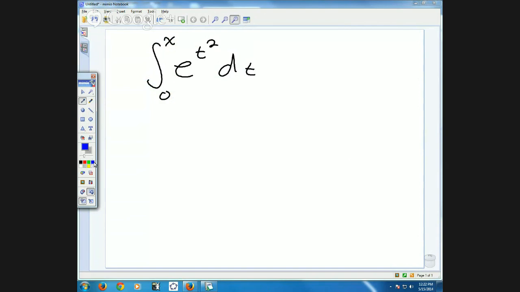So here's the problem with this integral again. There's no fundamental antiderivative, so I can't use the fundamental theorem of calculus. Super problematic. However, we know Taylor series.